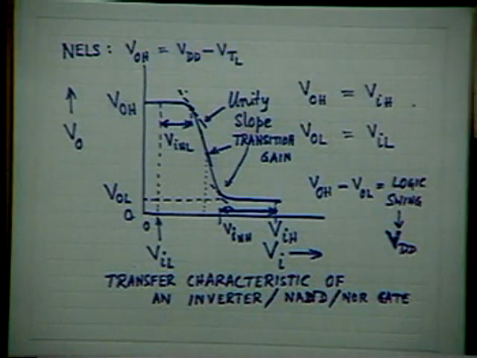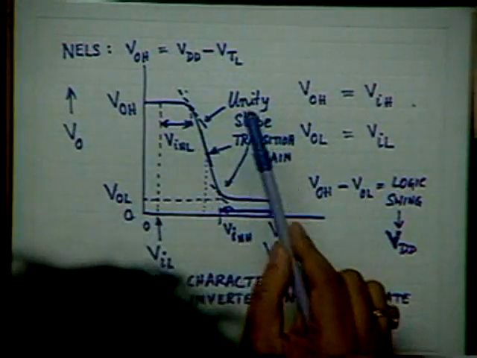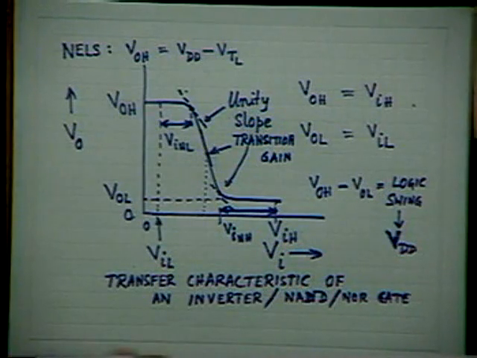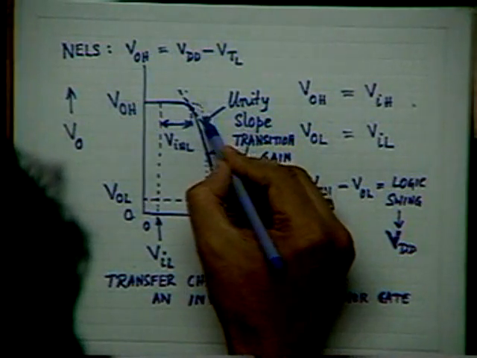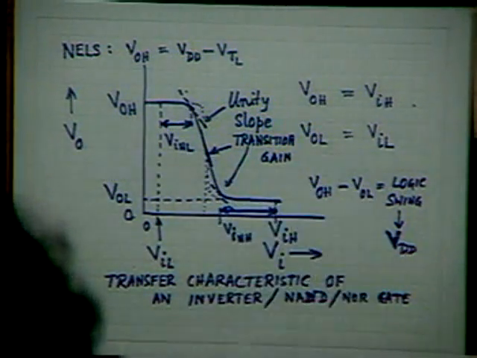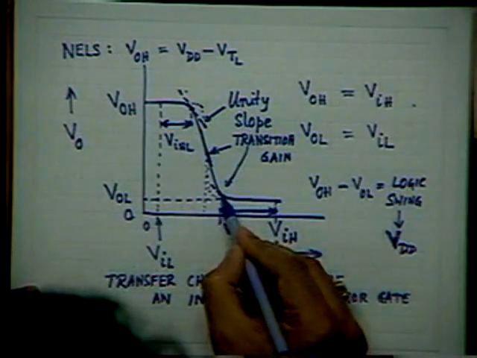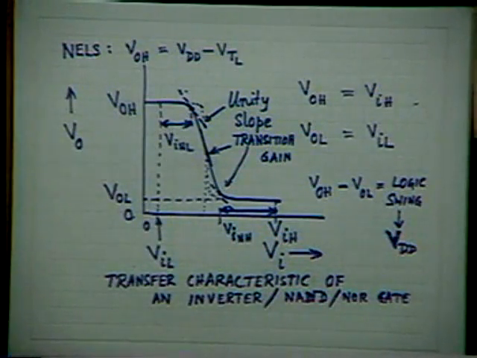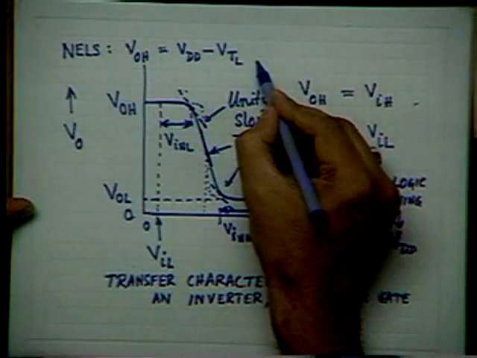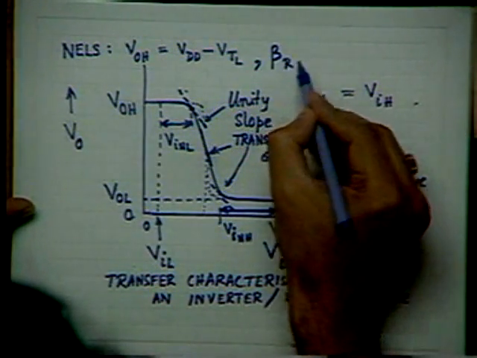Why should the transition gain be as high as possible? Only then can we have large noise margins. If we want to achieve a large noise margin like this, so that this point is shifted here and this point is shifted here, the transition gain should be very high. And do you know what is the other requirement to be satisfied for this NELS kind of inverter to achieve that? The beta ratio, whatever I have defined earlier, should be very high.